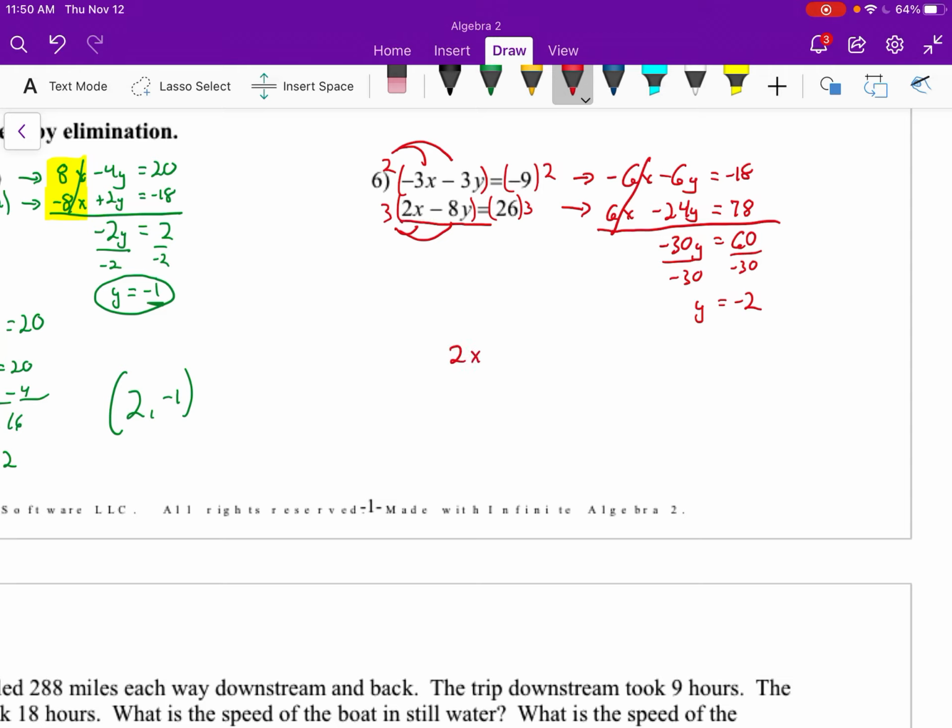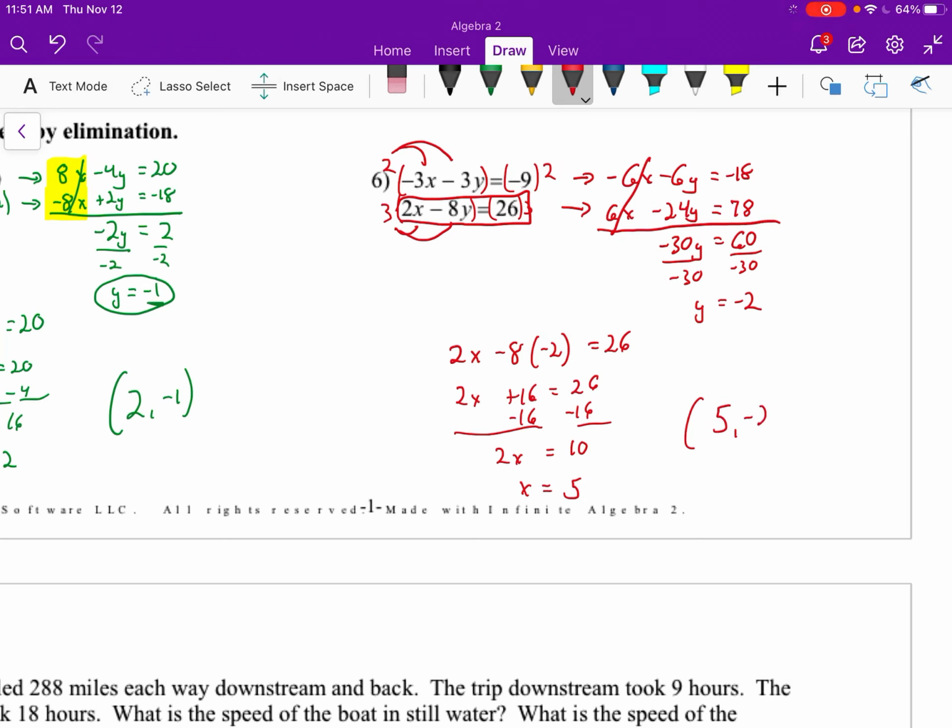So we have this equation here. 2x minus 8y equals, we're going to plug in 8y, but y was -2, equals 26. 2x plus 16 equals 26. Subtract 16 from both sides. We get 2x equals 10. And so dividing both sides by 2, x equals 5. So our answer is the ordered pair 5, -2.